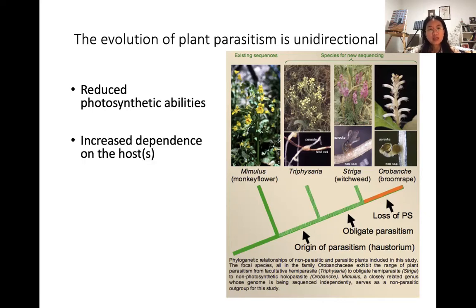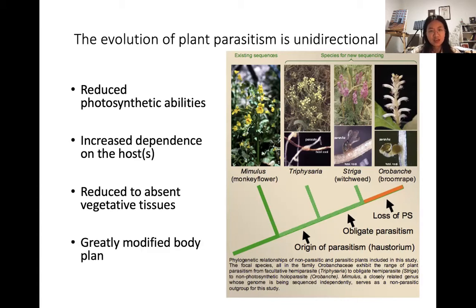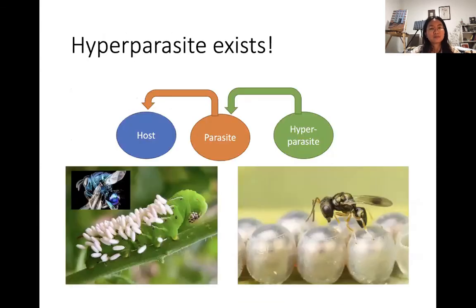So as you go from the basal lineage to the more recently diverged lineages, you have these nice sequential events of reduced photosynthetic ability, increased dependence on the host, as well as more and more decreased to absent vegetative tissues, including leaves and roots, and then also greatly modified body plans.